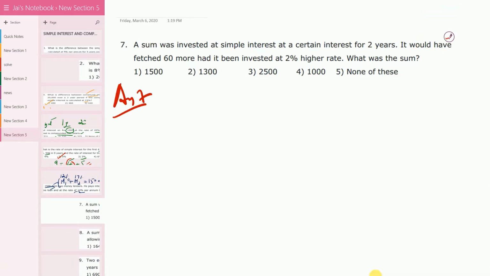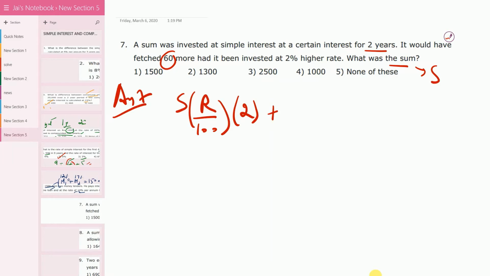A sum was invested at simple interest at a certain rate for 2 years. It would have fetched 60 more had it been invested at 2% higher rate. What was the sum? You can take the value of the sum to be s. I am assuming it to be a variable since I need to find it. Let me assume the rate of interest as r, into 2 years. If it had been invested at 2% higher rate, it would have fetched 60 rupees more.